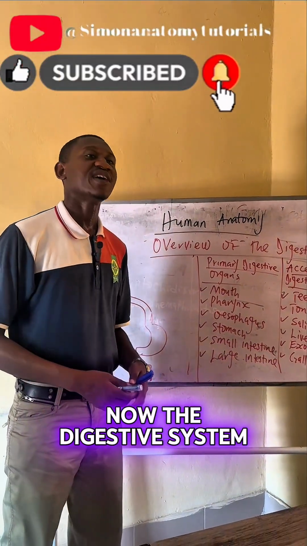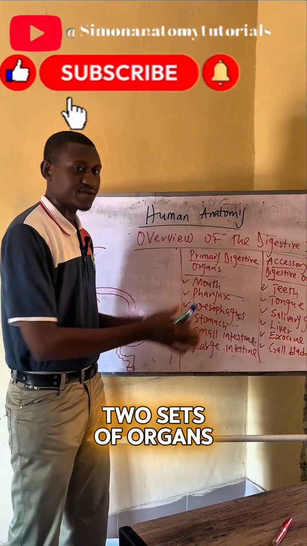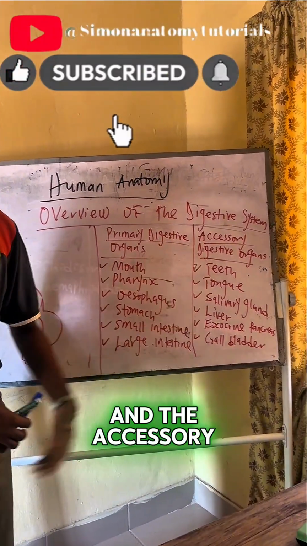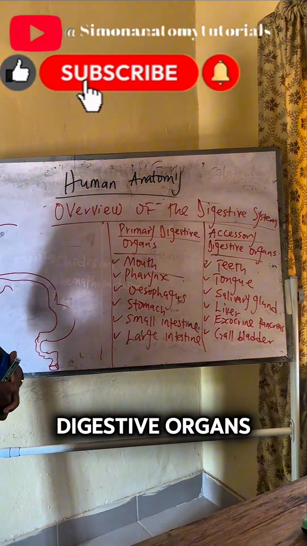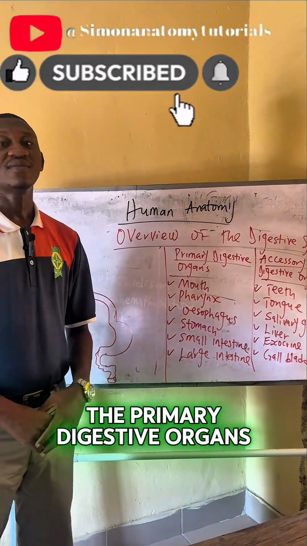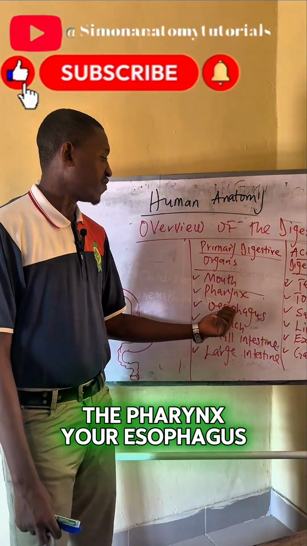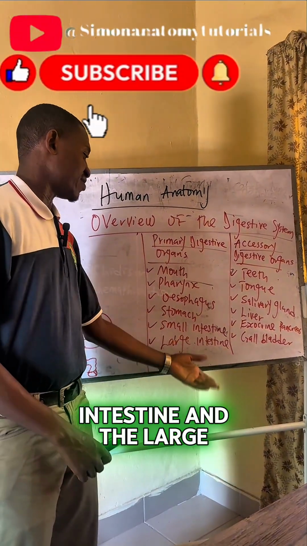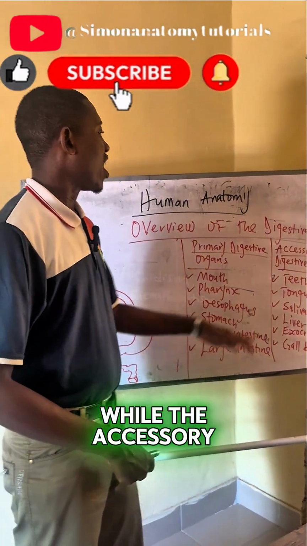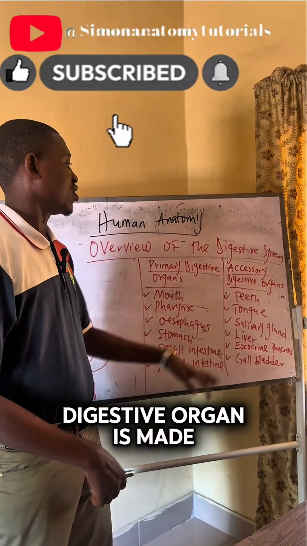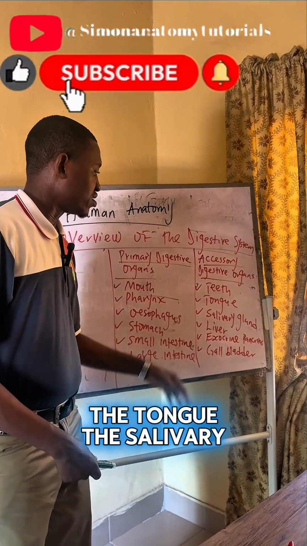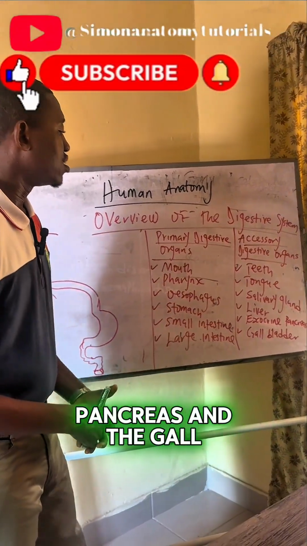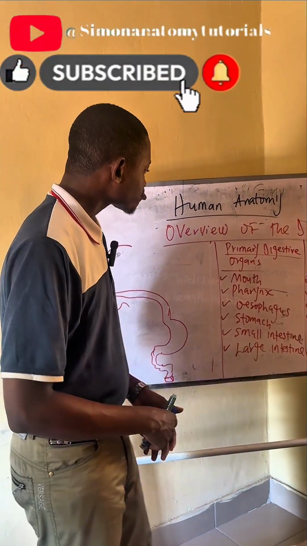Now, the digestive system is made up of two sets of organs. We have the primary digestive organs and the accessory digestive organs. The primary digestive organs are made up of the mouth, the pharynx, the esophagus, the stomach, the small intestine, and the large intestine. While the accessory digestive organs are made up of the teeth, the tongue, the salivary glands, the liver, the exocrine pancreas, and the gallbladder.